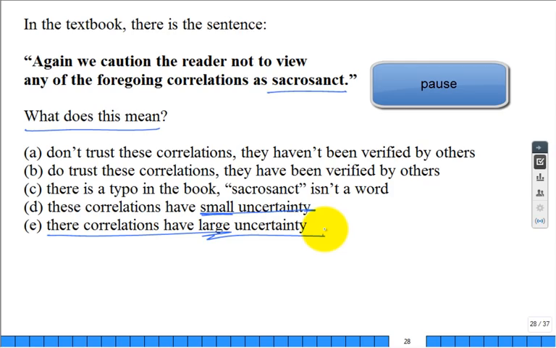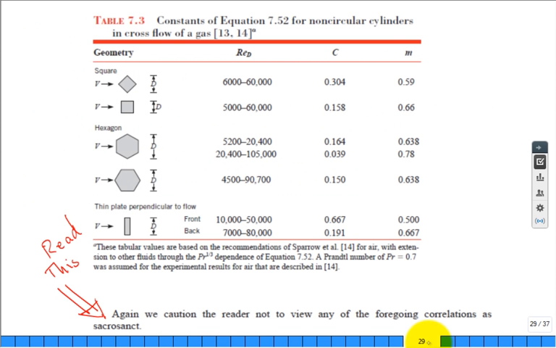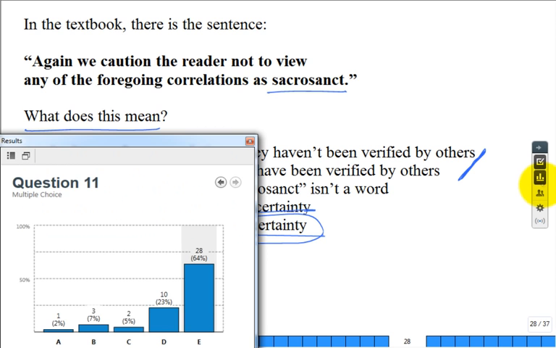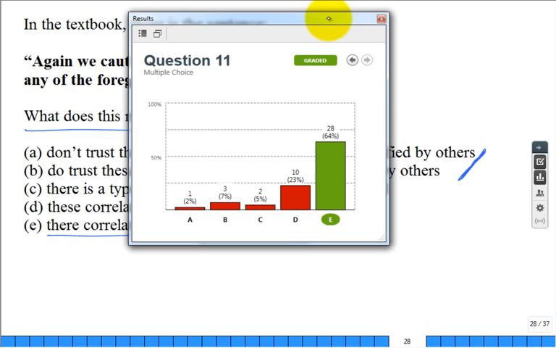Well, Professor, before we do that, I think that sentence is not in the book. Oh, there it is, right underneath that table. Again, we caution the reader not to. So it's sacrosanct. That's probably the best pronunciation. That means sacred, not sacred, which means basically it's nothing about verified or unverified. It's basically a lot of uncertainty. Okay, well, maybe I helped you in your reading.